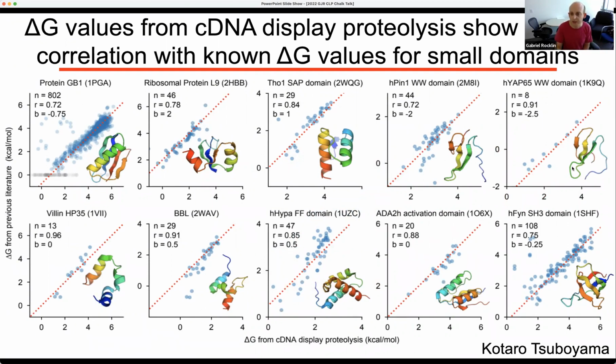So this is 10 different proteins, and these proteins have 20 to 100 different mutants each. And we compare our high throughput data on the x-axis versus the individual experiments from the last few decades of folding stability on the y-axis, and there's really nice agreement. So we think this data is going to be really, really useful for building predictive models of folding stability.